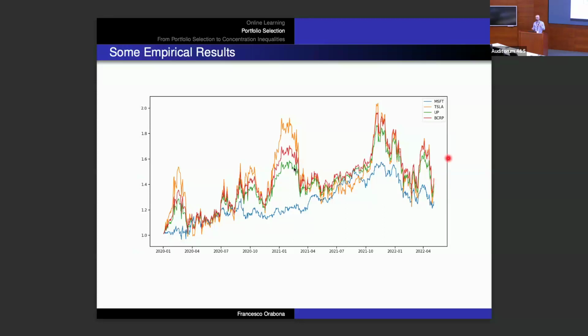Again, let me remind you, the constant rebalance portfolio is calculated only at the end of the game, so you cannot really use it. Instead, the universal portfolio every day just decides based on the past, so it's an actual strategy that you can use.